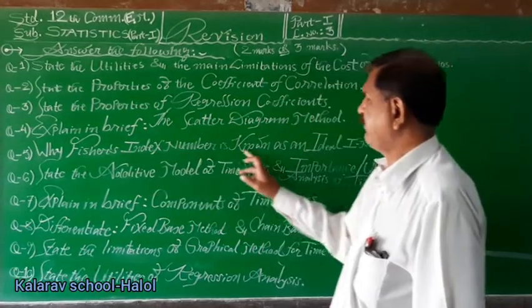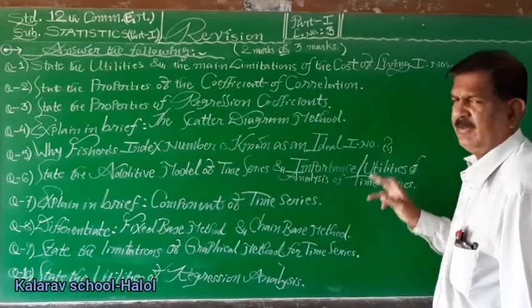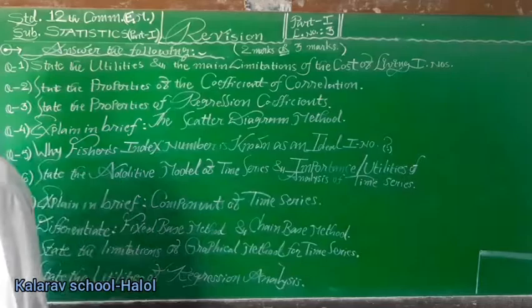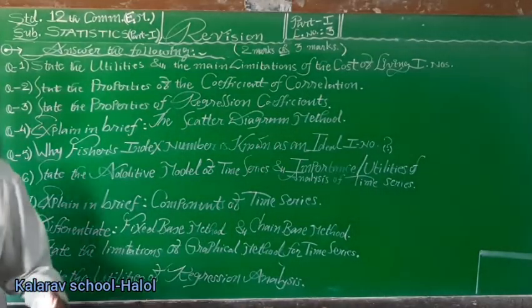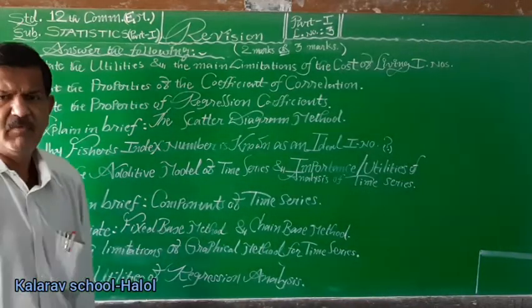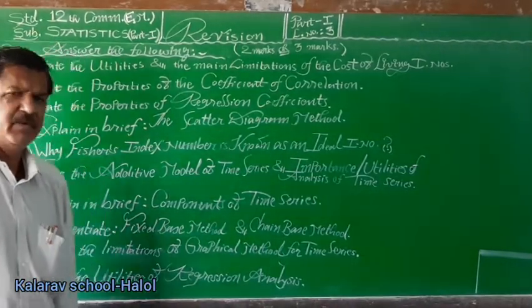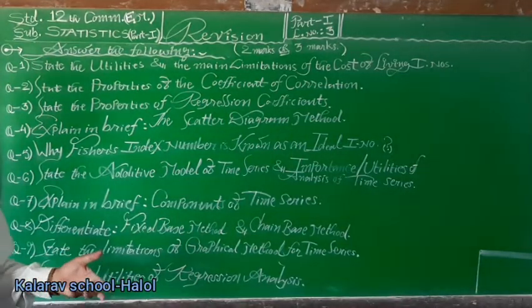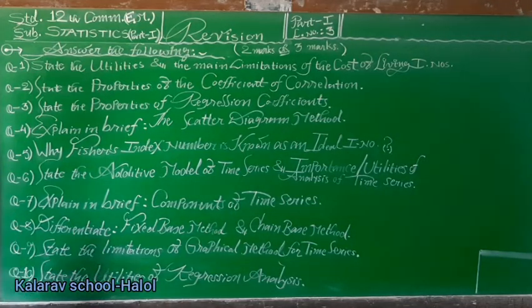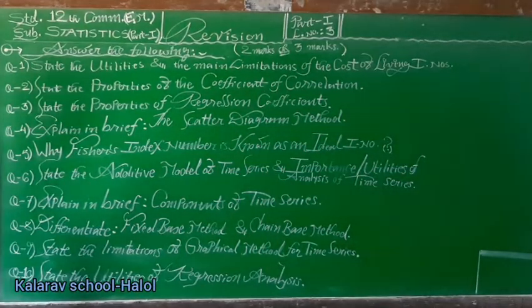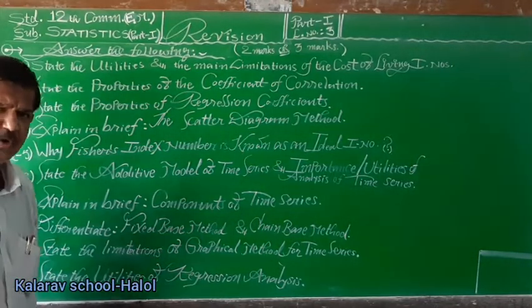Why is Fisher's index number known as the ideal index number? Chapter number 1, index number. Fisher's index number is the geometric mean of both the Laspeyres and Paasche index numbers, and the geometric mean is considered the best average for constructing index numbers, and so Fisher's index number is known as the good index number, best index number, ideal index number, and for other reasons also. Refer to the textbook and write the answer step by step, point wise, according to the textbook.